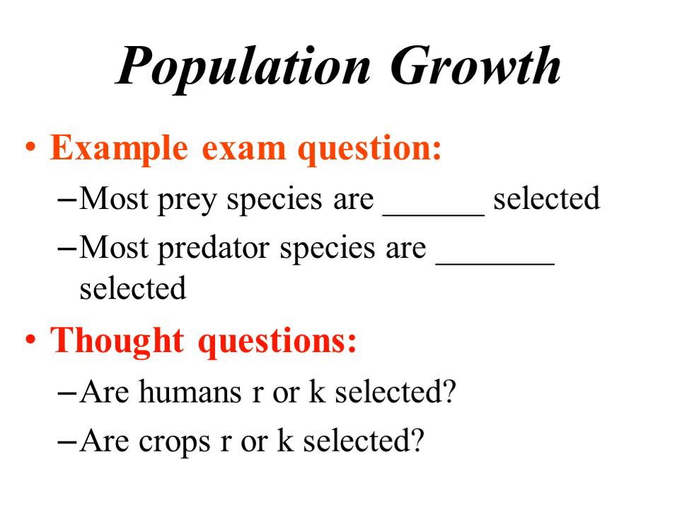And then a thought question. Our humans are K-selected. So you might say, I mean, we're pretty fertile, but we have a lot of K-selected strategies here. But our crops are K-selected? This is an interesting question, because actually most crops used to be K-selected.